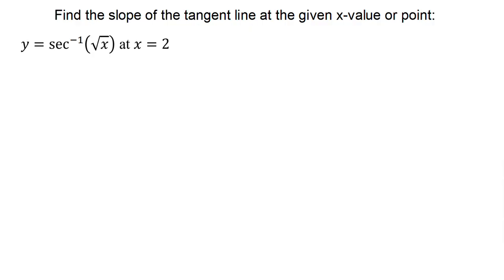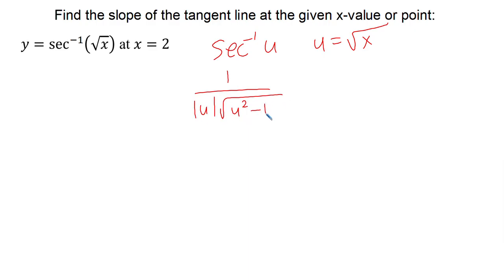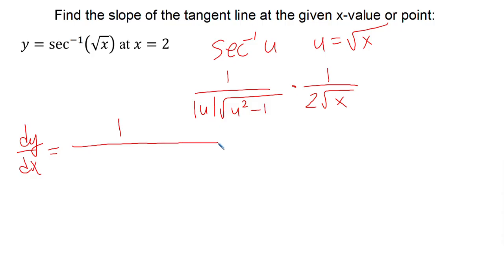All right, here we've got the inverse secant of √x. So if we're doing the inverse secant of √x, that's the inverse secant of u, where u is √x. So our derivative should be 1 over absolute value of u times the square root of u squared minus 1. And then we should multiply that by the derivative of √x, 1/2√x, right? That's our chain rule.